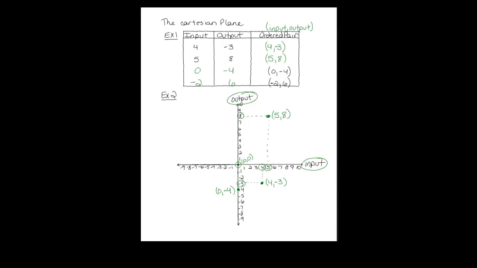The last one, we have negative 2, 6. Locate the negative 2 on the input axis, the 6 on the output axis. Here is your point. There is negative 2, 6.